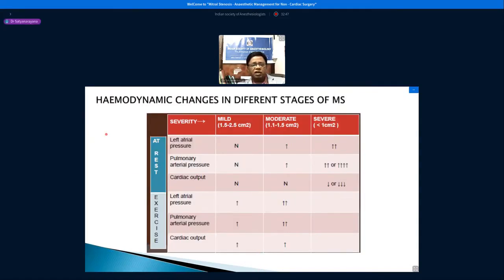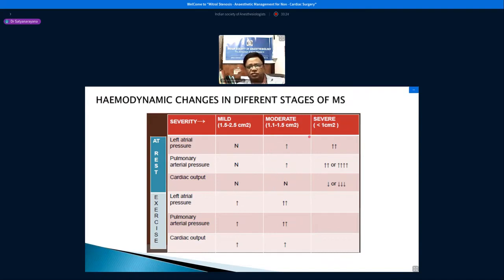Then, this is another important chart I would like all the students to concentrate on, that is, hemodynamic changes in different stages of mitral stenosis. Here, based on mild, moderate, and severe, the parameters considered are left atrial pressure, pulmonary arterial pressure, and cardiac output. Let us see what is happening during the rest period. In mild cases, left atrial pressure, pulmonary arterial pressure, and cardiac output remain within the normal range. But when it comes to the moderate level, the left atrial pressure starts increasing, pulmonary arterial pressure increases, and still the cardiac output is maintained even in the moderate stage of stenosis.